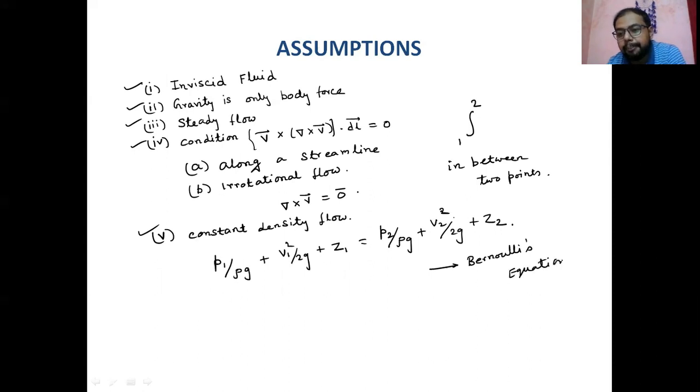But we cannot apply Bernoulli equation everywhere. Before applying the Bernoulli equation, we should check whether these assumptions are satisfied or not. If they are not satisfied, you cannot use Bernoulli's equation. It is not that wherever you want, you can apply it. So you have to first check whether these assumptions can be taken or not for the given flow field. That is the most important thing for these cases.